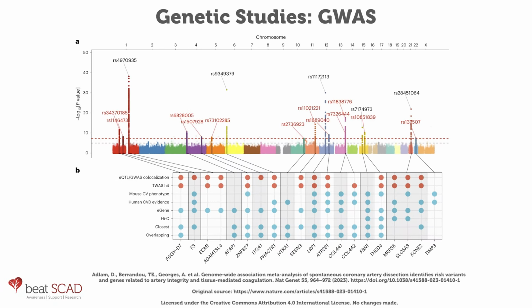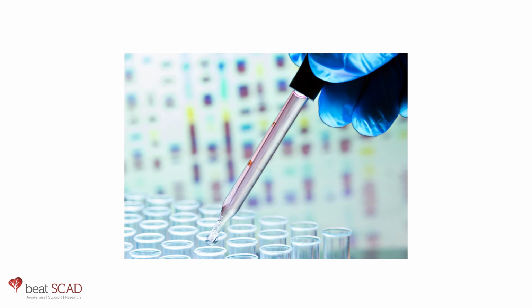Research has found some risk genes associated with SCAD which have an influence on the glue that holds together the cells in the wall of the artery and how clotting happens in the artery wall. This is helping us to understand why some people are at risk of SCAD and others aren't.